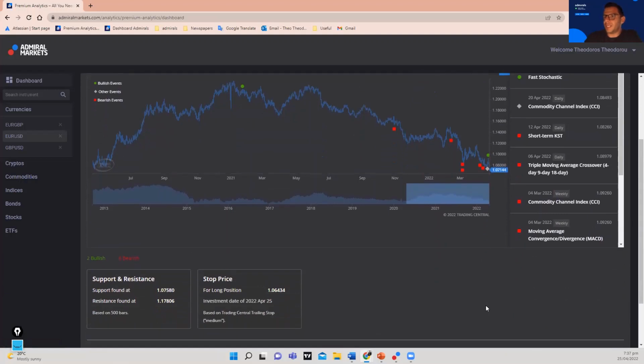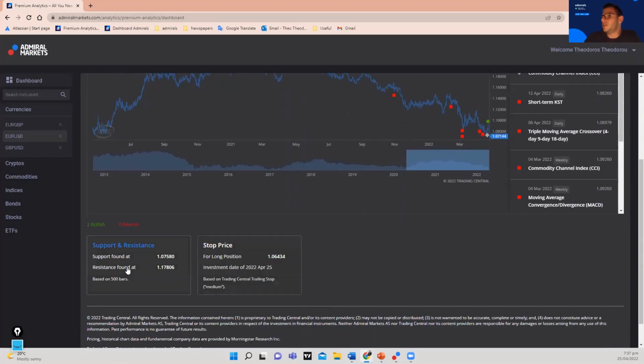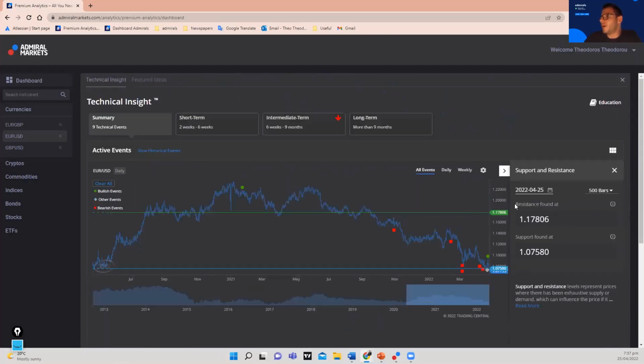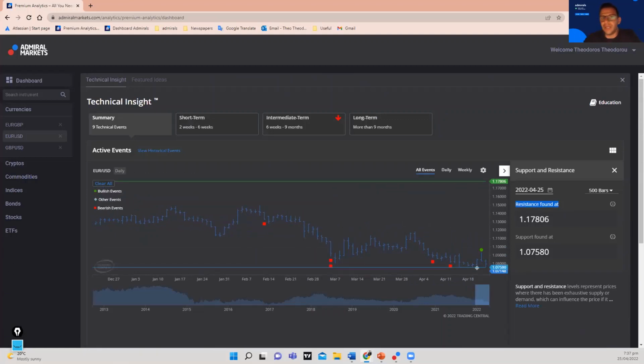You scroll down a little bit, guys, and what do we see here? The system gives us support and resistance. I click here, support and resistance. And what's happening, I have the information here. It says resistance found at 1.17806, which is this area here where I show you, and we have support found at 1.07580.